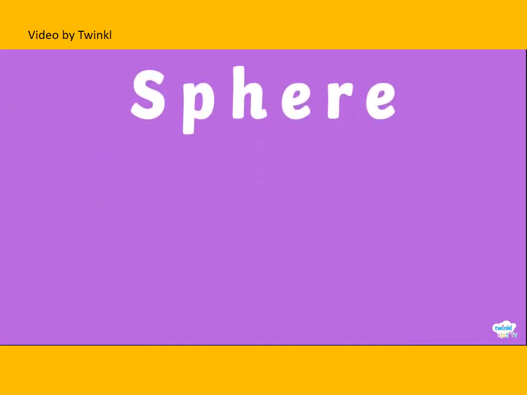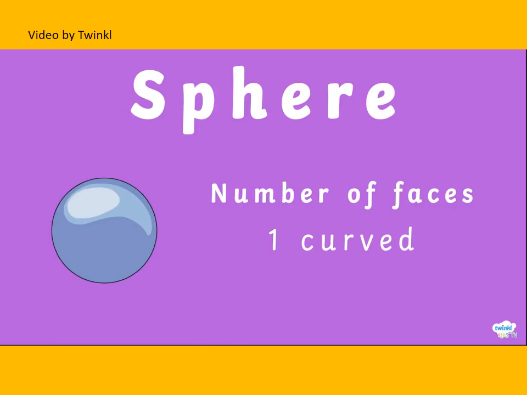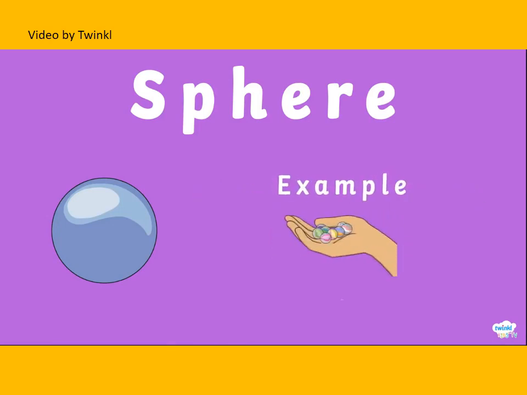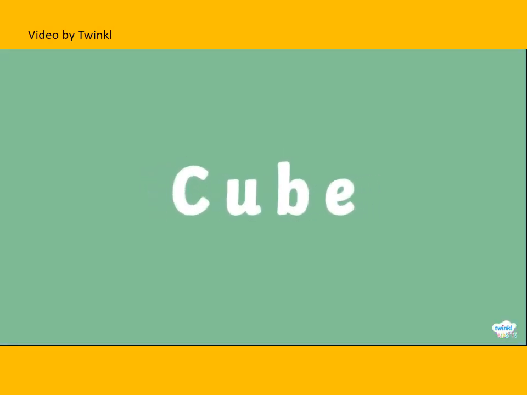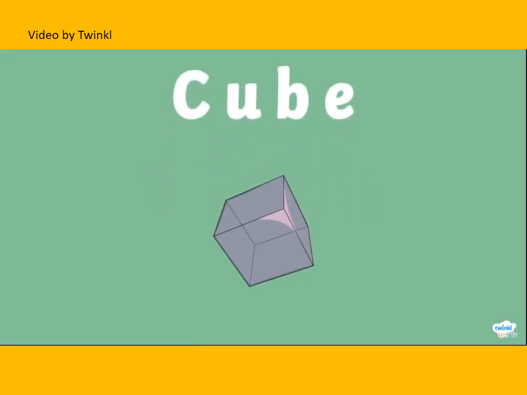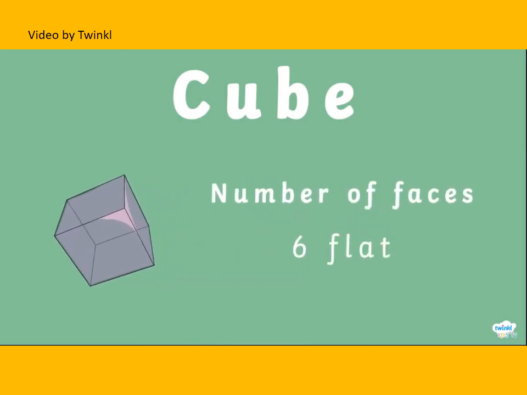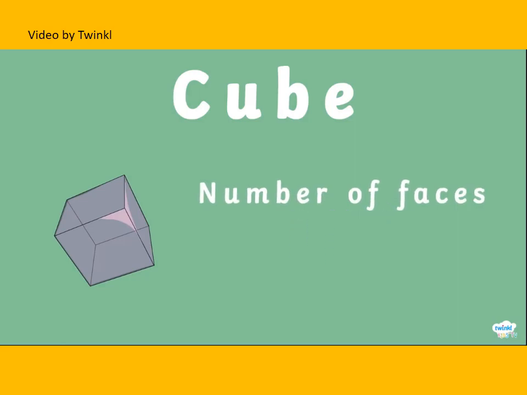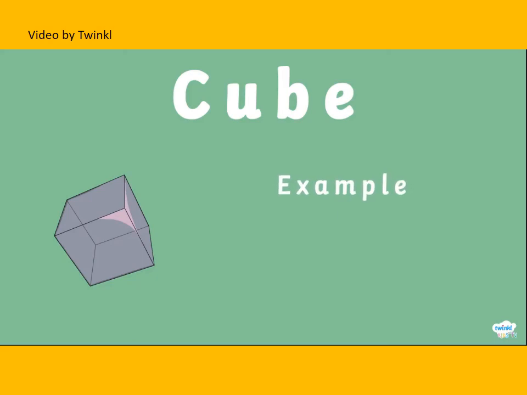Our first shape is a sphere. It has one curved face. A marble is an example of a sphere. The cube is up next. This has 6 flat faces. It also has 8 vertices. A dice is a cube.